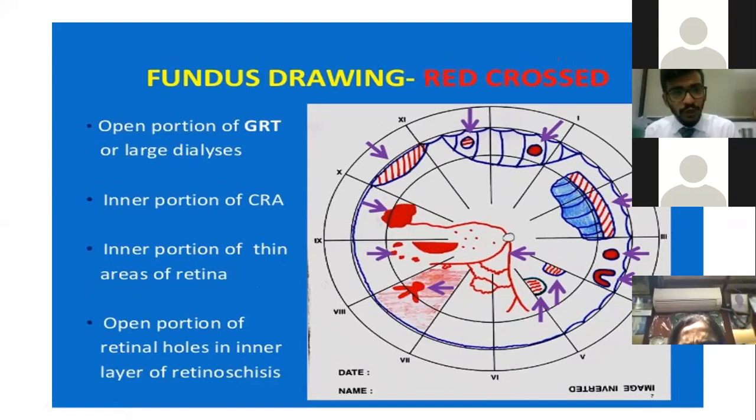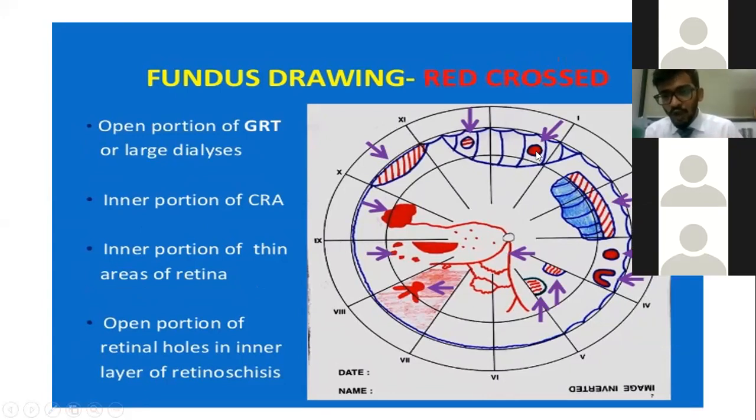This is something you should know. Also the outer portion of the retinal hole in the inner layer of retinoschisis. So retinoschisis, if it's in the outer layer, you draw with a red solid. If it's in the inner layer, you draw with a red crossed line. These things you need to know because we do not document them every time.